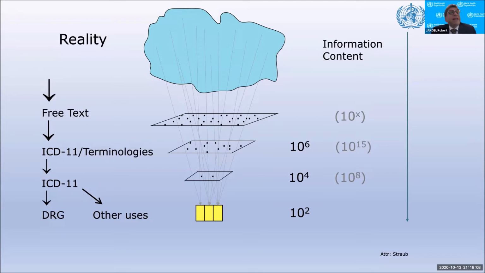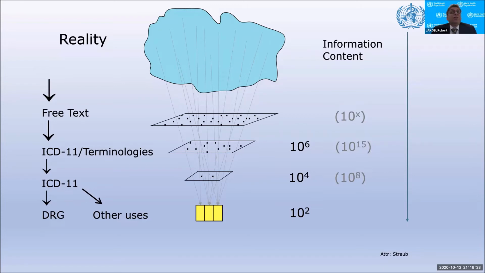And that's where we get into the ICD-11 and terminologies, where we essentially have acute appendicitis, eventually a little bit more refinement, and that serves to document this. And just on the right side, we show a little bit the level of information content that this would entail. So still here we are at 10 to the power of 6 or so with terminologies and classifications.